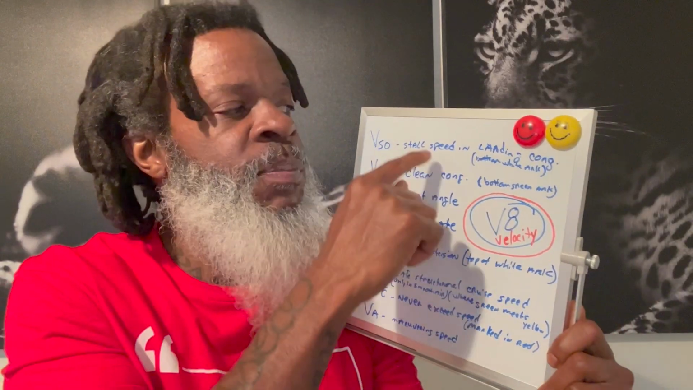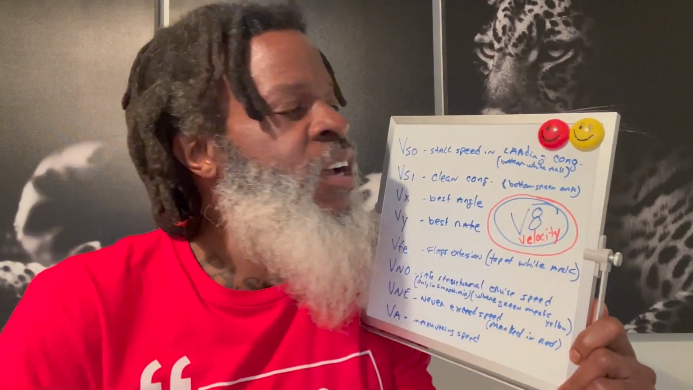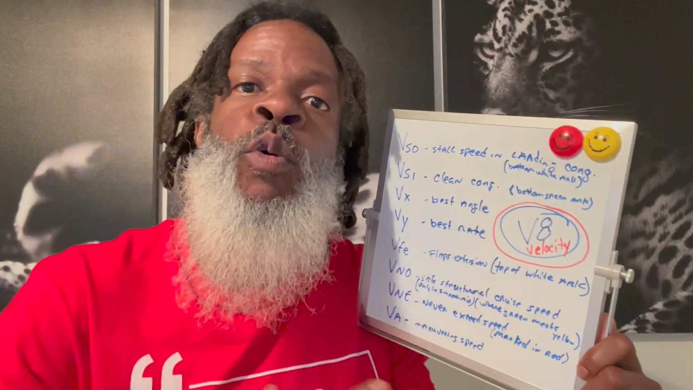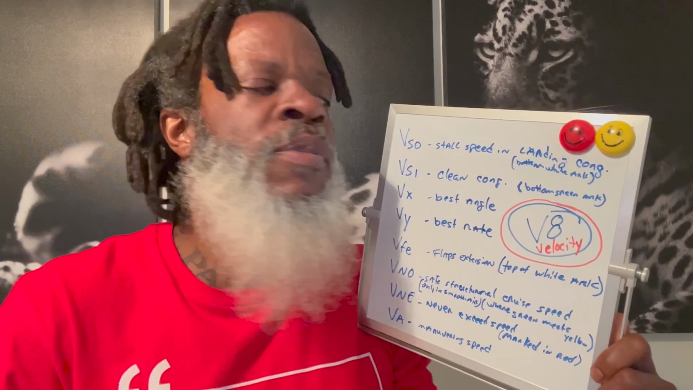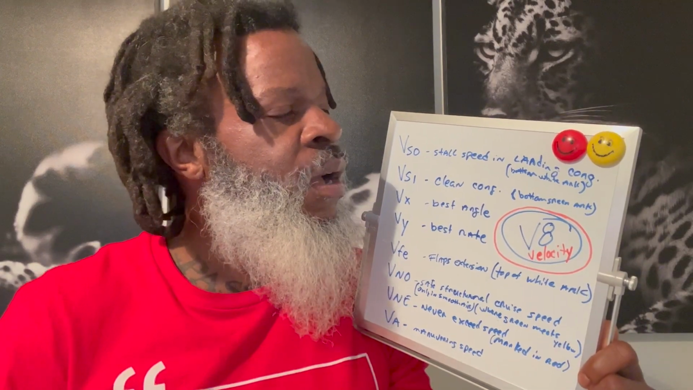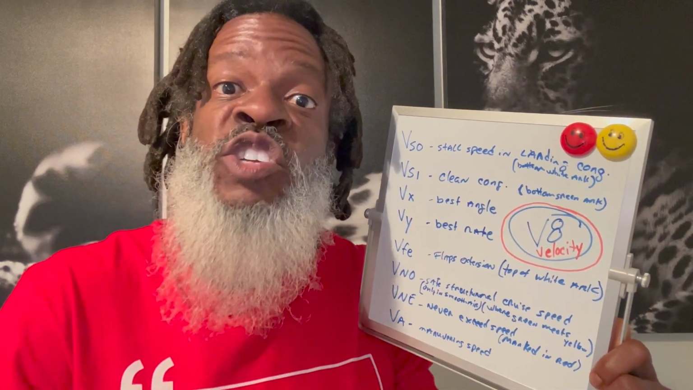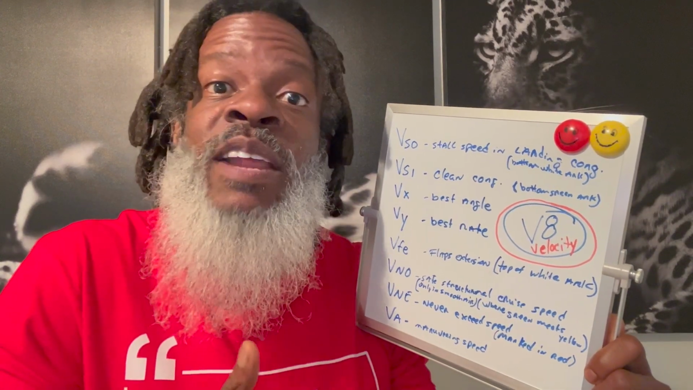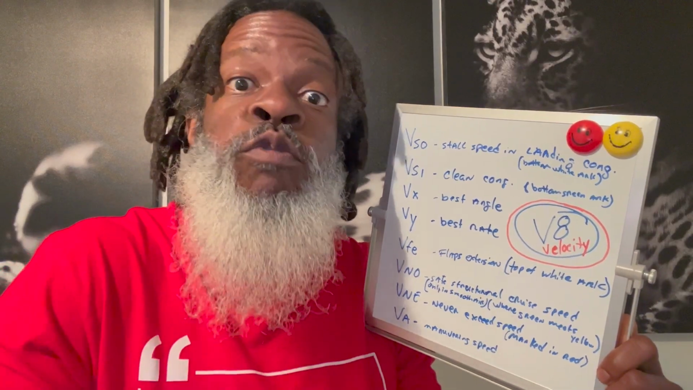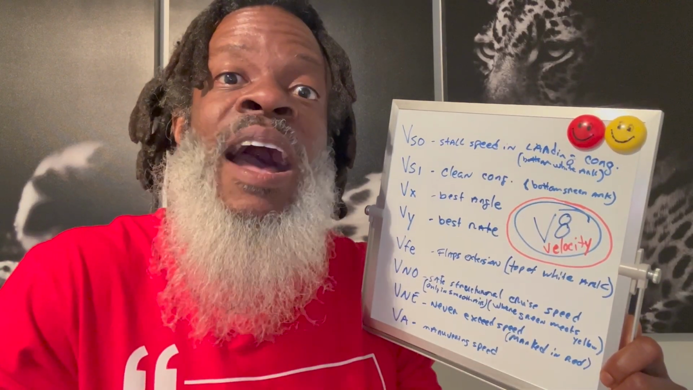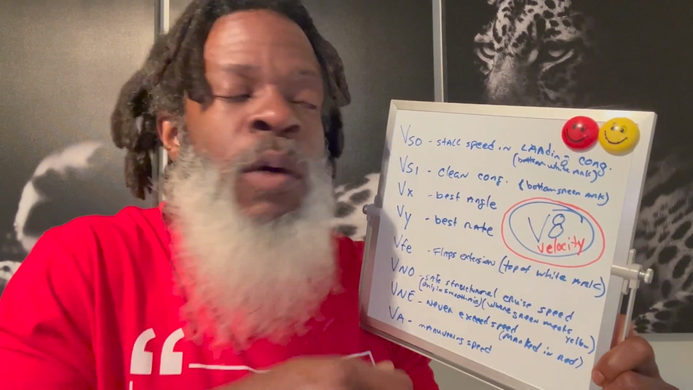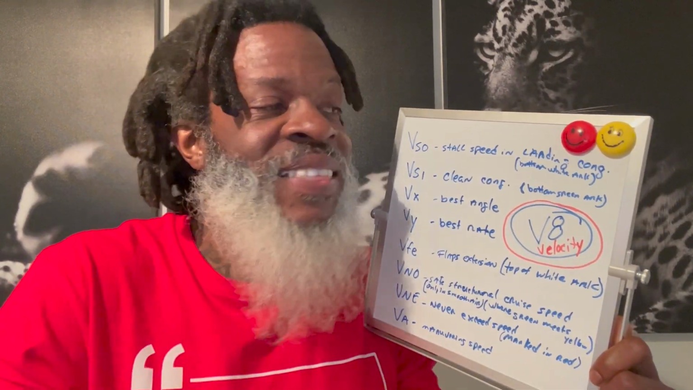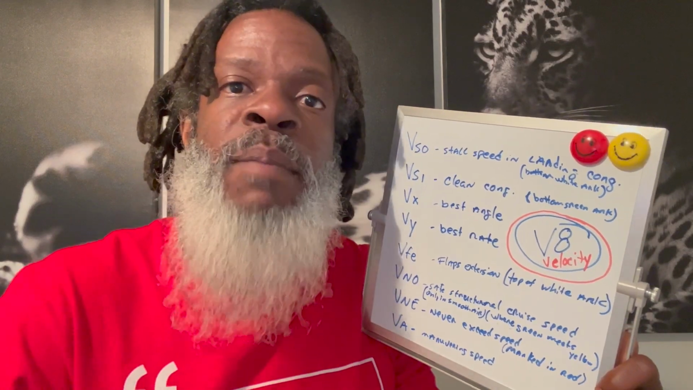The VSO is simply your stall speed in the landing configuration. It's the bottom of the white arc on your airspeed indicator. So the easy way to remember this, VSO, stuff out. I want to make sure my stuff is out if I'm getting ready to land. You want to make sure those flaps are all the way out. Everything is out and you're good to go. So that's how you can remember VSO, stuff out, stalling speed in the landing configuration. Bottom of the white arc.